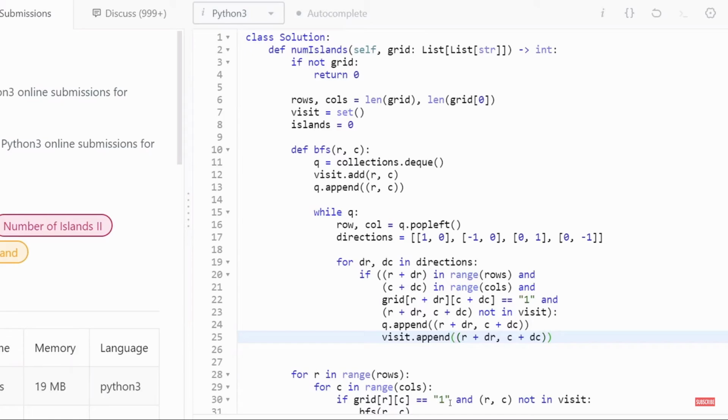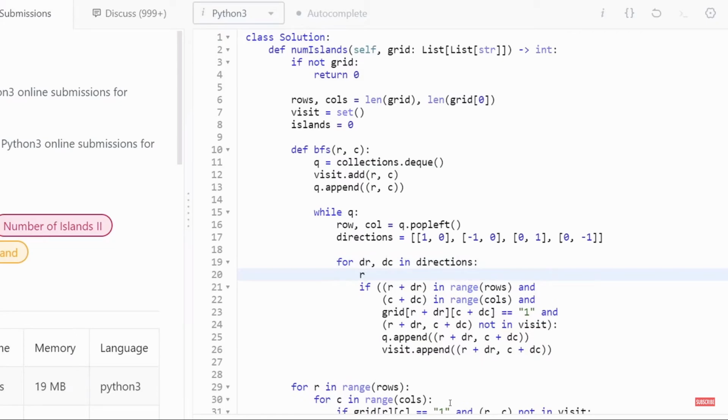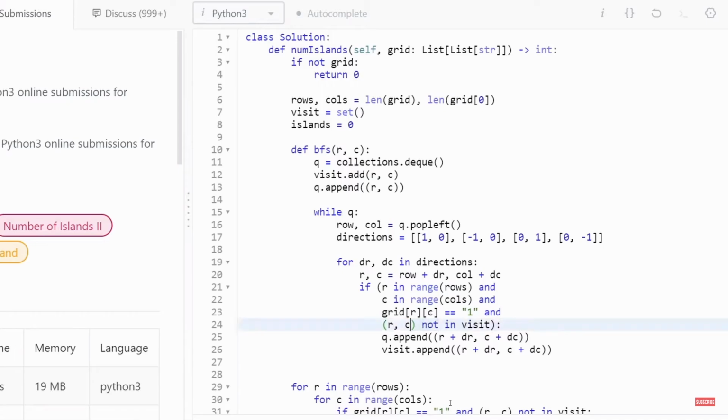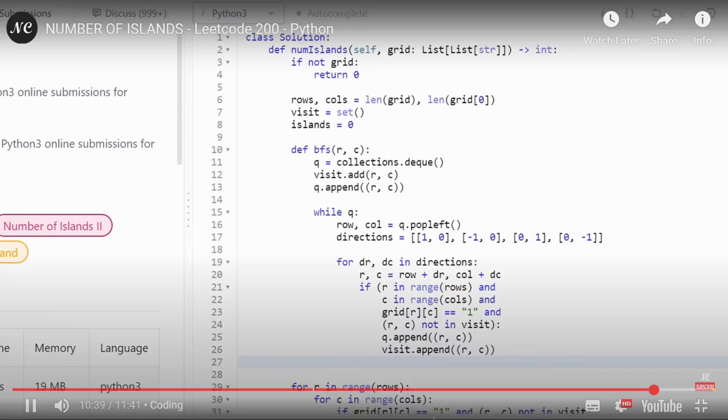I noticed that we're doing this computation a lot by adding row plus direction of row, so I'm going to fix that really quickly. So that's a little bit cleaner, and that's pretty much the entire breadth first search function. It's going to be running until the queue is empty, which means that there's no more land positions to visit.